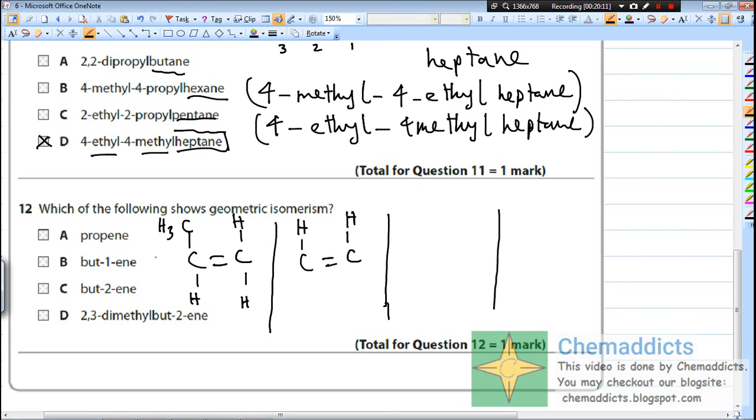Then let us look out for but-1-ene. The structure of but-1-ene looks like this: C2H5. Then let us look out for but-2-ene. The structure of but-2-ene looks like this. And let us look out for dimethyl but-2-ene. The dimethyl but-2-ene looks like this.